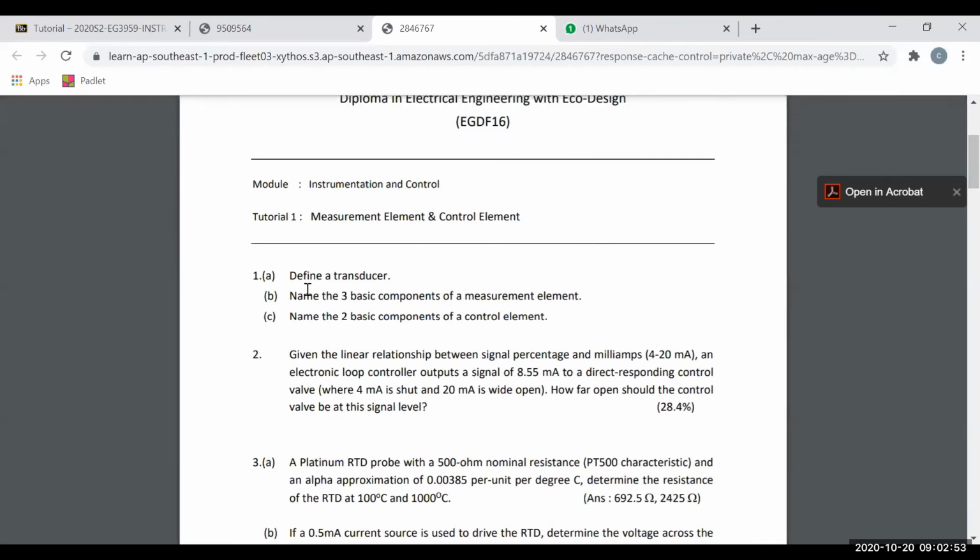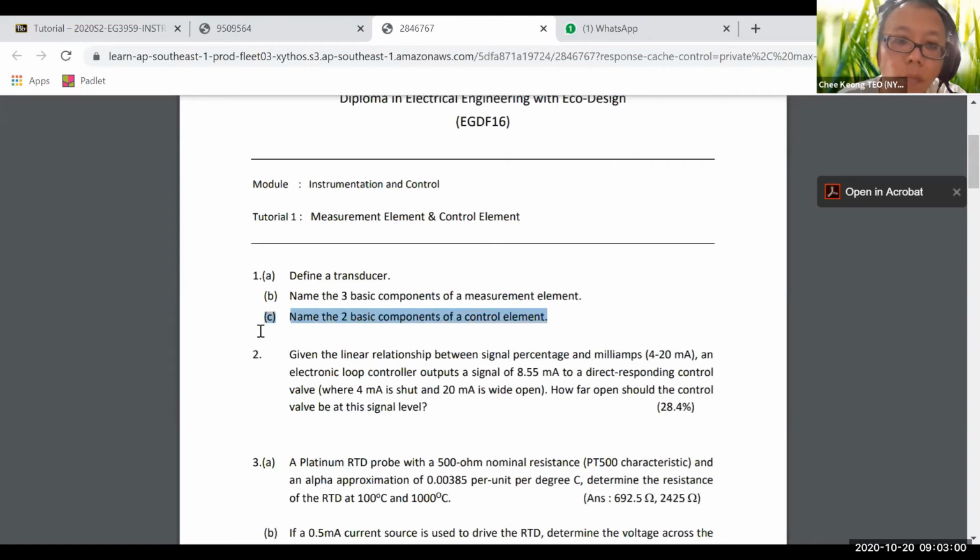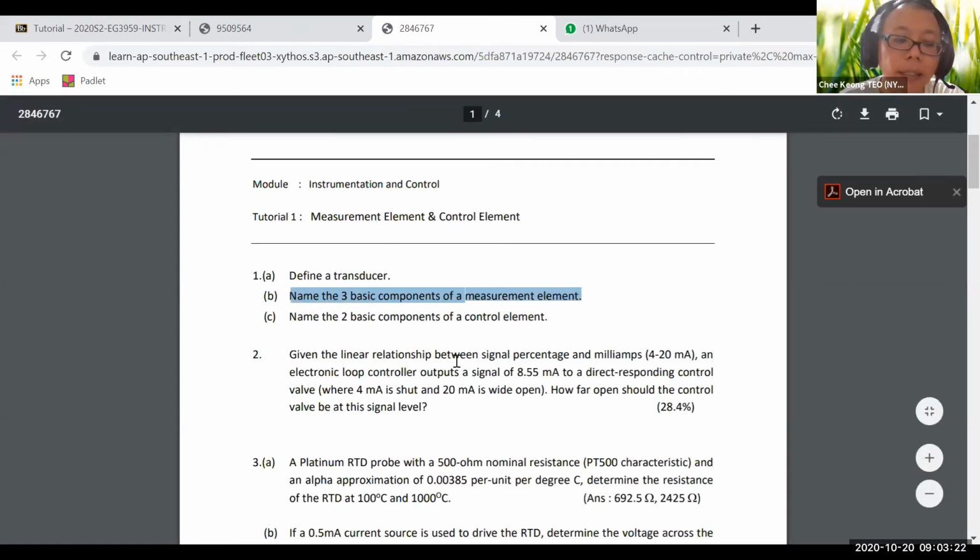Question 1: define a transducer. Name 3 components for the measurement element and 2 basic components for the control element. So this is already inside your lecture notes, right? A transducer is basically a device that converts from one form to another, for example, pressure to electrical or something like that. That's what we mean by a transducer, right? Now, the 3 main types for the measurement element, what are they? Remember the lecture notes we saw just now, right?